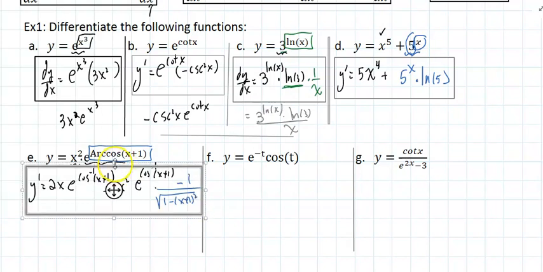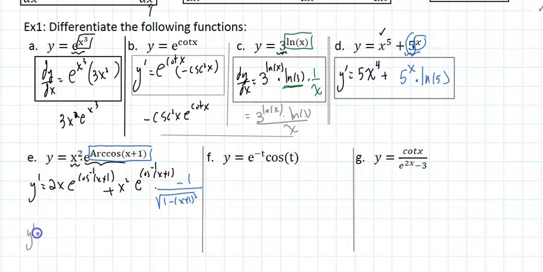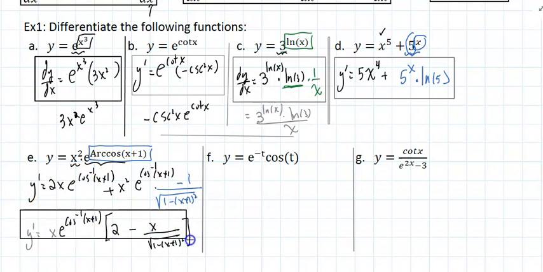Now, it is habitual to factor the answer out. You don't have to do that, but most likely the author will. I'll have a 2 left, minus x over the square root of 1 minus (x plus 1) squared. So either of those answers is acceptable.